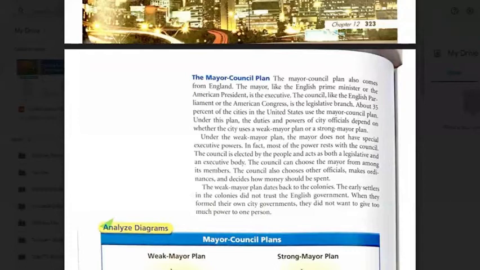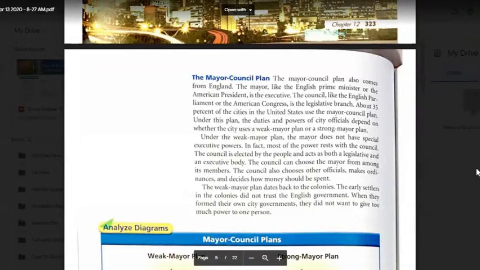Under the weak mayor plan, the mayor does not have special executive powers. In fact, most of the power rests with the council. The council is elected by the people and acts as both a legislative and an executive body. The council can choose the mayor from among its members. The council also chooses other officials, makes ordinances, and decides how money should be spent. The weak mayor plan dates back to the colonies. The early settlers in the colonies did not trust the English government. When they formed their own city governments, they did not want to give too much power to one person.